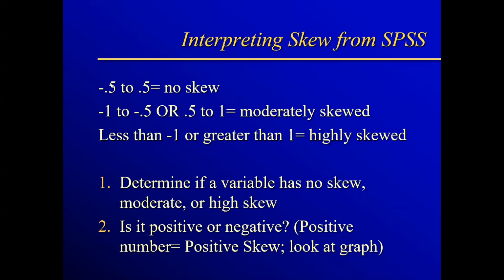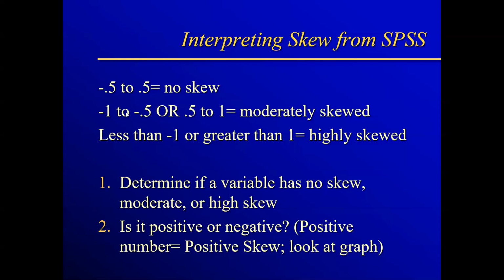Well, if the value ranges from negative 0.5 to 0.5, so if it falls anywhere in between that, you can interpret that as, oh, my data is relatively symmetrical and there is no skew. If that value falls between -1 and -0.5, or 0.5 and 1, it means it's moderately skewed.